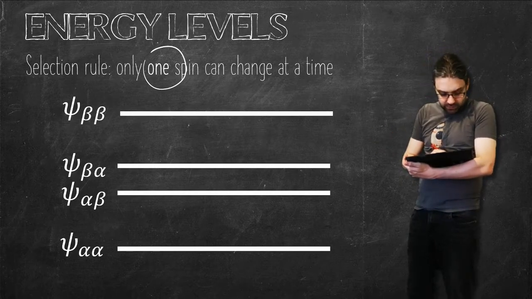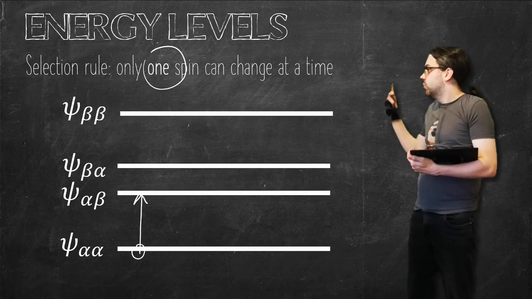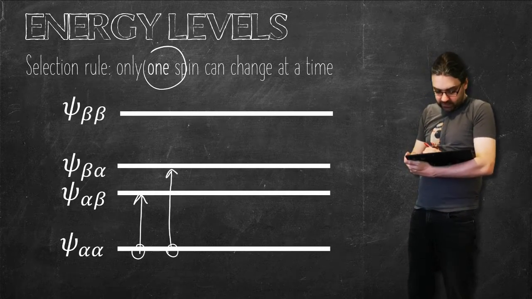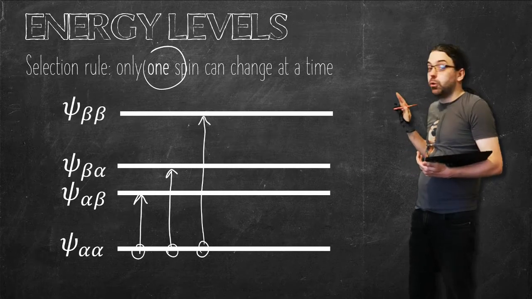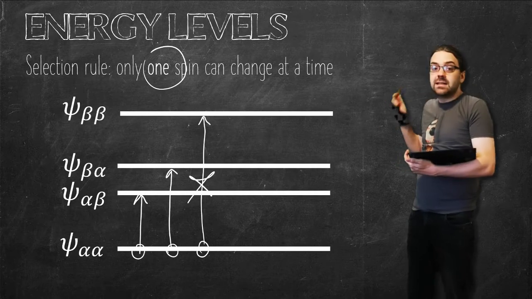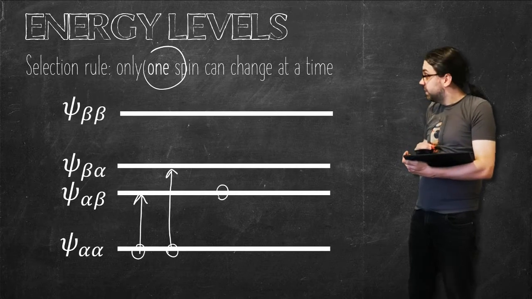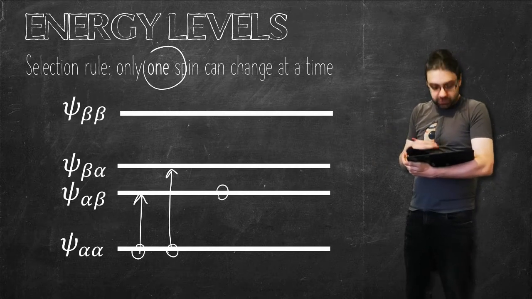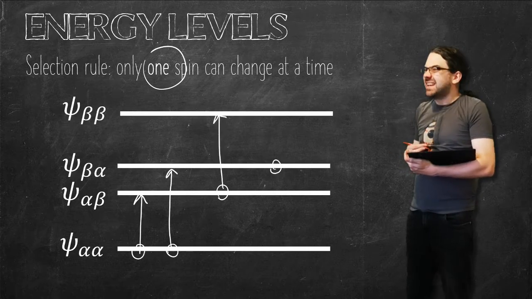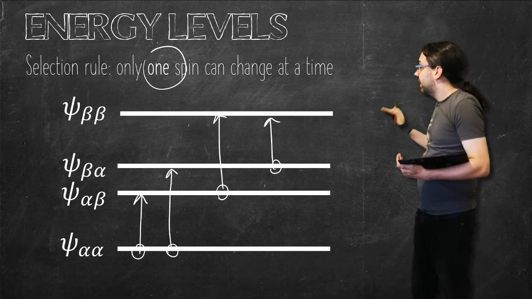So let's see what that can do. If we start down here, we've got alpha alpha, that can jump up to here. We split the second spin and we flip it down. We could also flip the first spin down and get to here. But we couldn't flip both spins at the same time and go alpha alpha to beta beta. That is forbidden. That can't work. But we could start on alpha beta and flip the first one so that it's pointing down again. That sends us up here. Or we can start on beta alpha, flip the second spin so that both are down and go there. And there we have 4 transitions that are allowed.